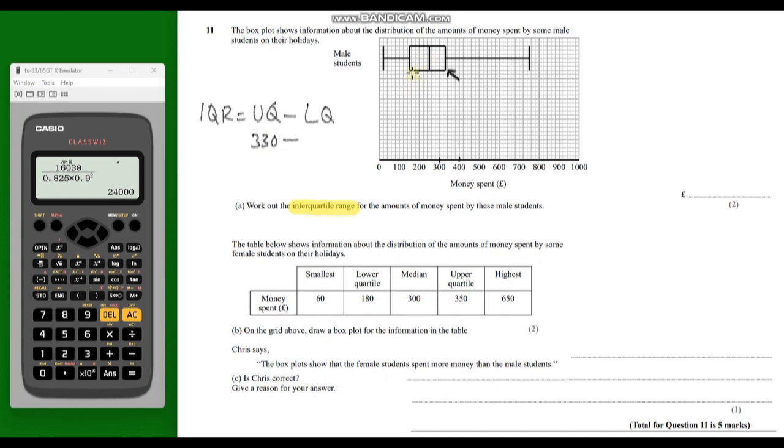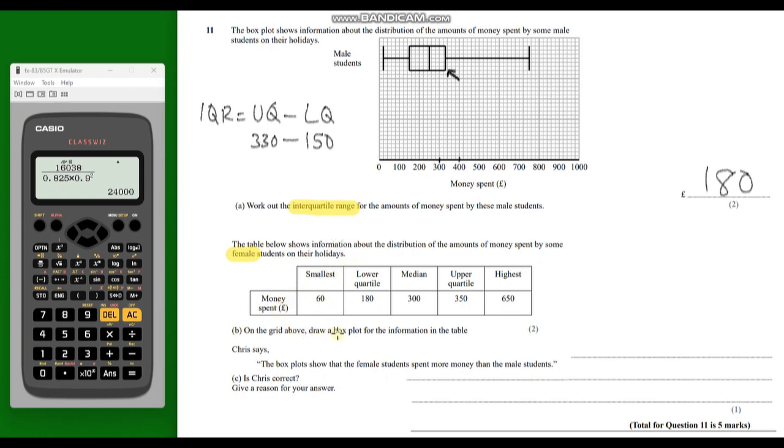The lower quartile, well, if this is 200, that's 180, 160, 150. So that'd be £150. So 330 minus 150. I don't need a calculator for that. I can see that as £180. So that is my interquartile range. Now let's look at part B. The table below shows some information about the distribution of the amount of money spent by some female students on their holidays. So we're going to be comparing males and females.